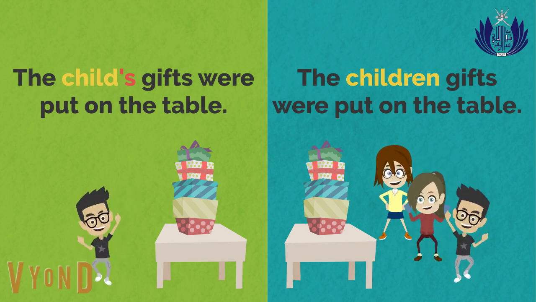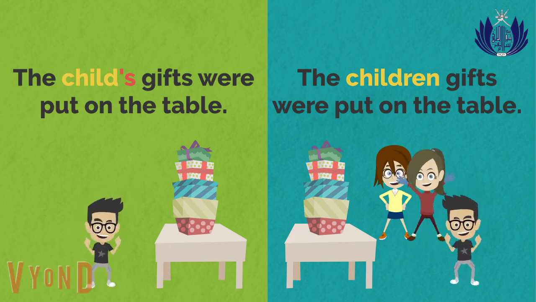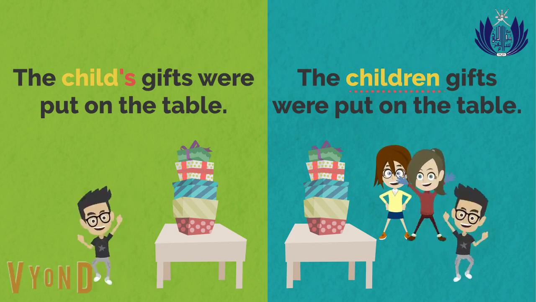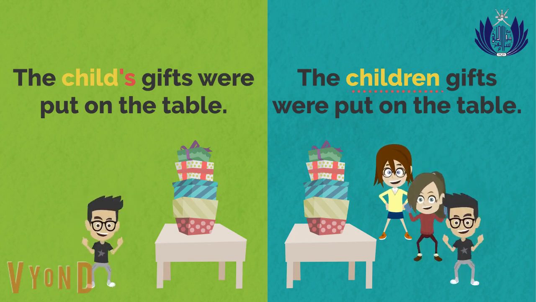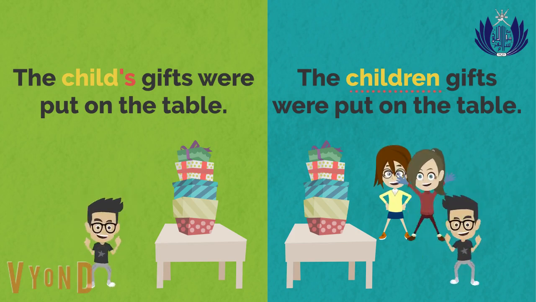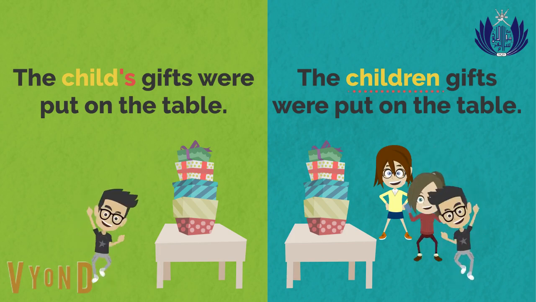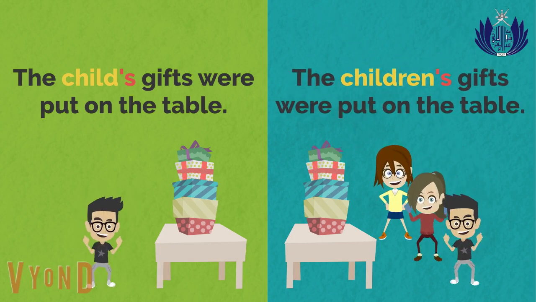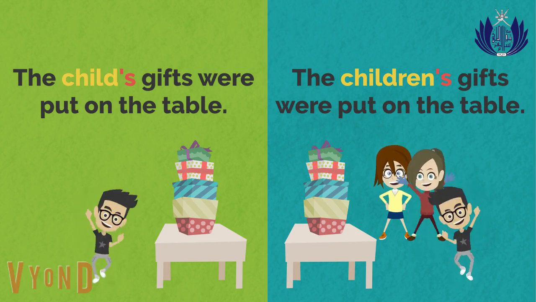But when it comes to the second sentence, the plural noun doesn't have an S at the end. So how can we show the possessive here? Simply, we follow the same rule. We add an apostrophe and then an S to the end of the plural noun.